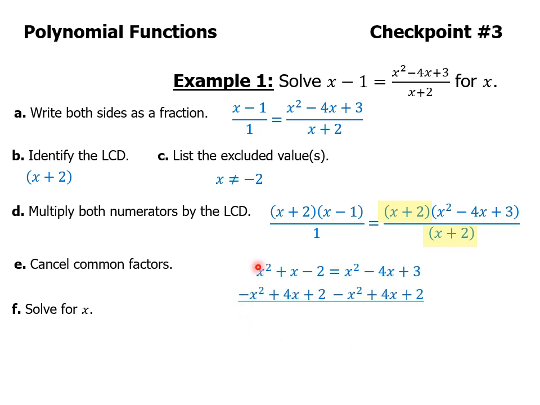So I'm going to subtract x squared from both sides. I'm going to add 4x to both sides and add 2 to both sides. The x squareds cancel. I'm going to have 5x here. The 2's cancel. The x squareds and the x's cancel on the right. I'm going to have 5 on the right. Divide both sides by 5, and I've got x equals 1. That's not an excluded value, so if I plug it back in, I will get a true statement. In this case, we can see plugging it in here, 1 minus 1 is 0. So that means if I plug in 1 over here, I should get 0 on top.